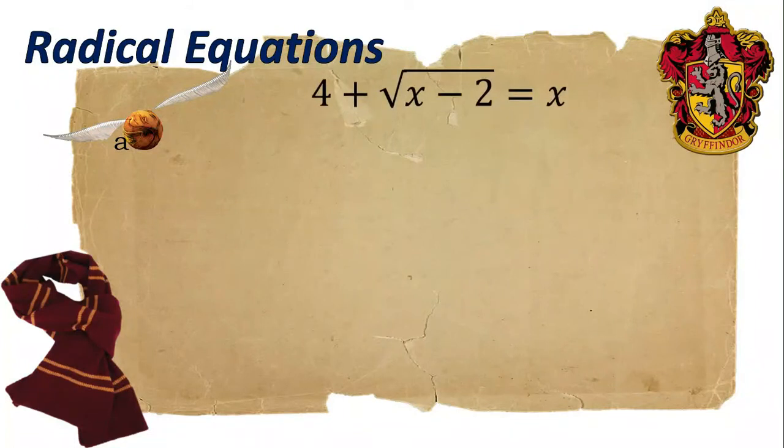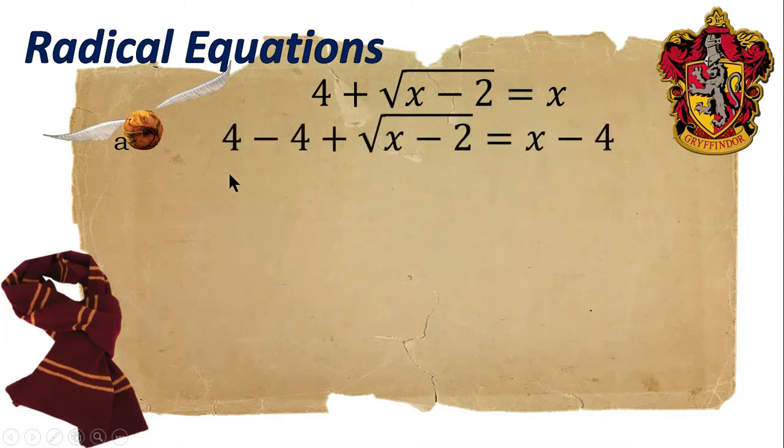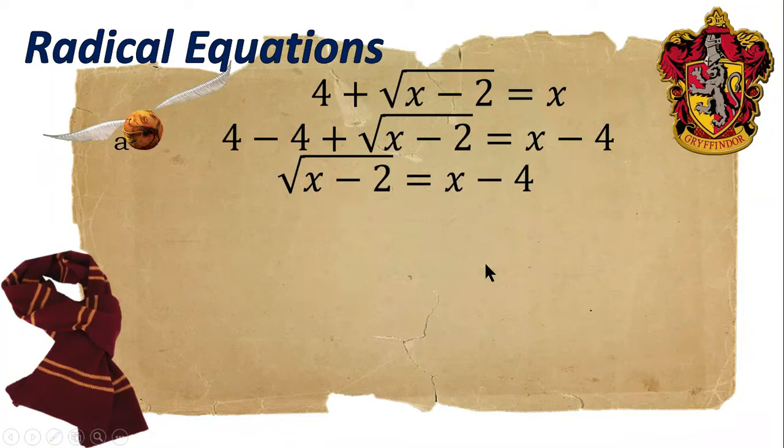4 plus square root of x minus 2 equals x. Okay? So we need to remove this because we're going to remove this. But we need to remove 4 first because it's easier. Okay? So what are we going to do to make this 4 0? We need to add negative 4, right? So we need to subtract 4 to both sides. So 4 minus 4, then plus square root of x minus 2, and then x minus 4. Okay? And then 4 minus 4 will be 0, and that would be eliminated. So what is left on this side is square root of x minus 2. And then x minus 4 will be as is.